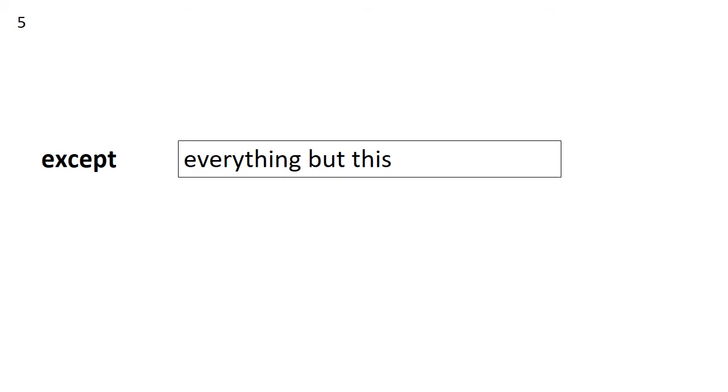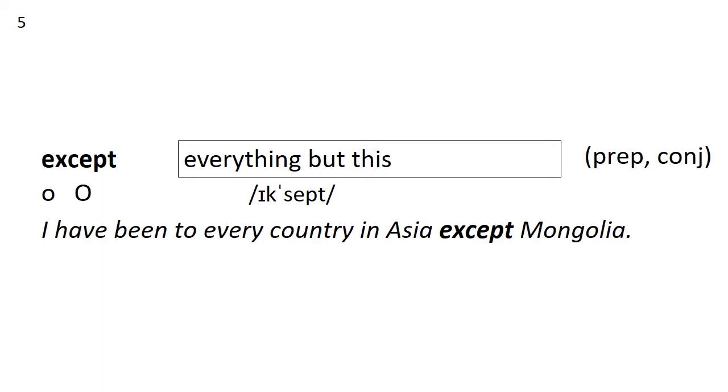Fifth word of the day is except. Everything but this. It's a preposition or a conjunction. How many syllables are in except? 2, stress in the second. Except. I have been to every country in Asia except Mongolia.